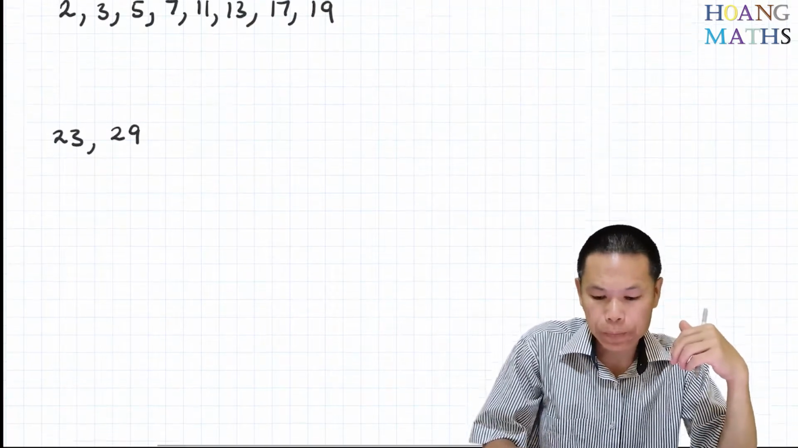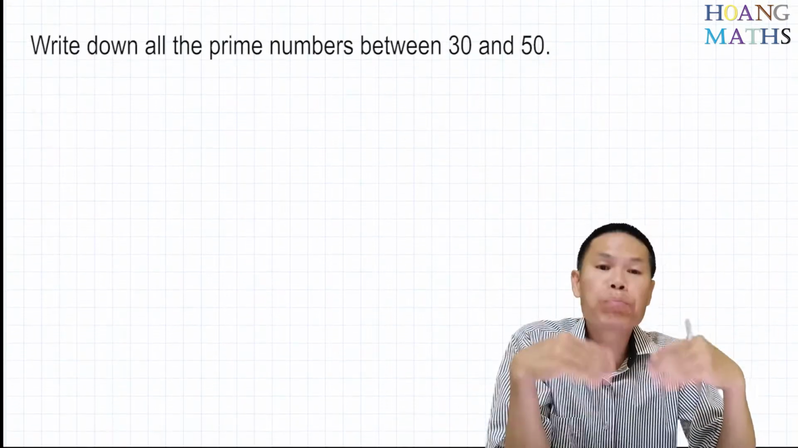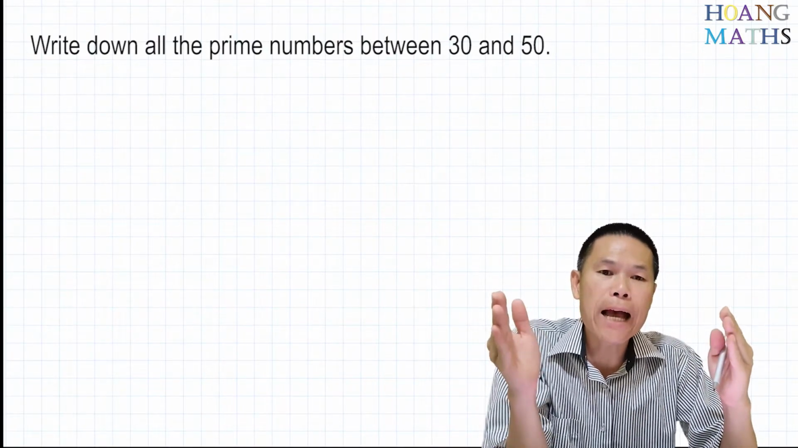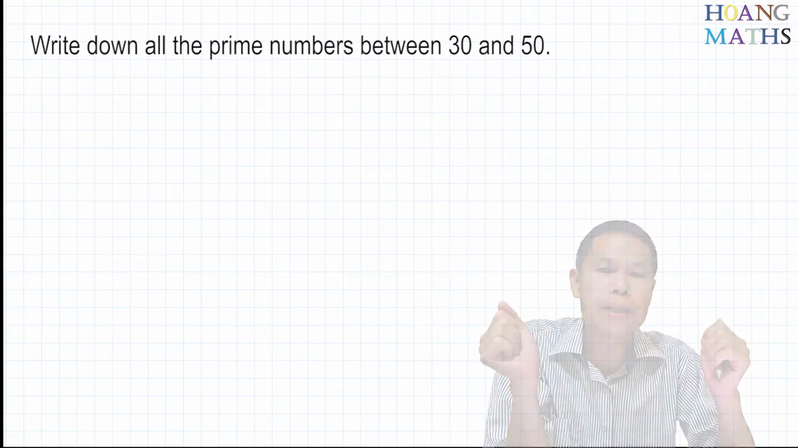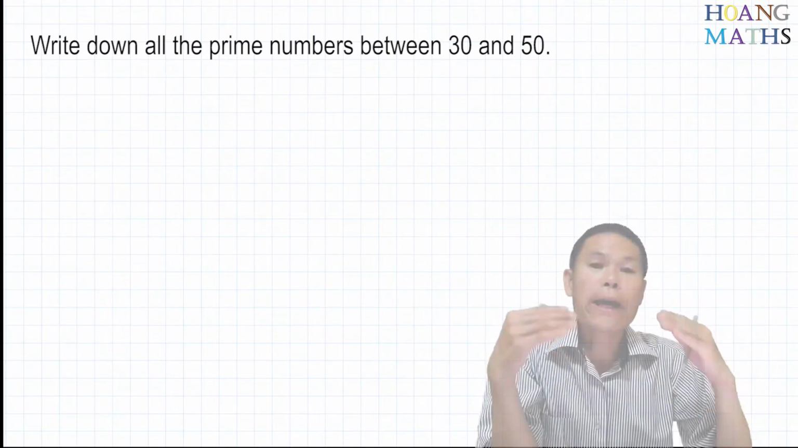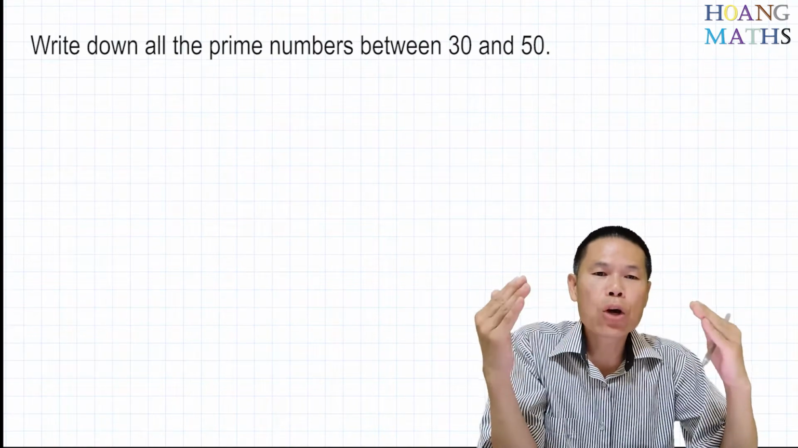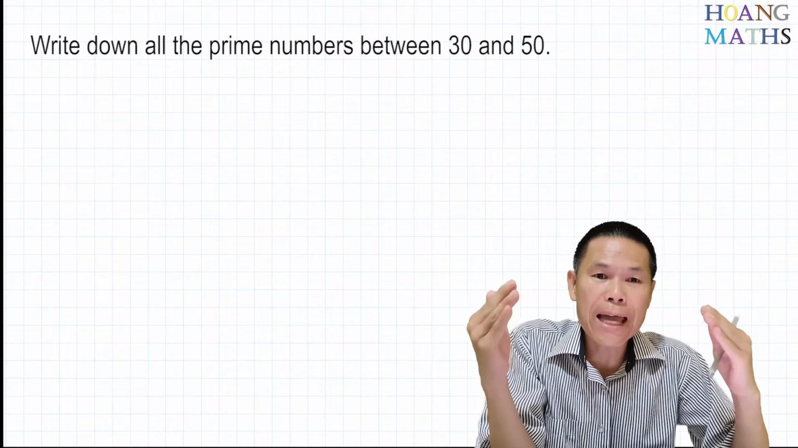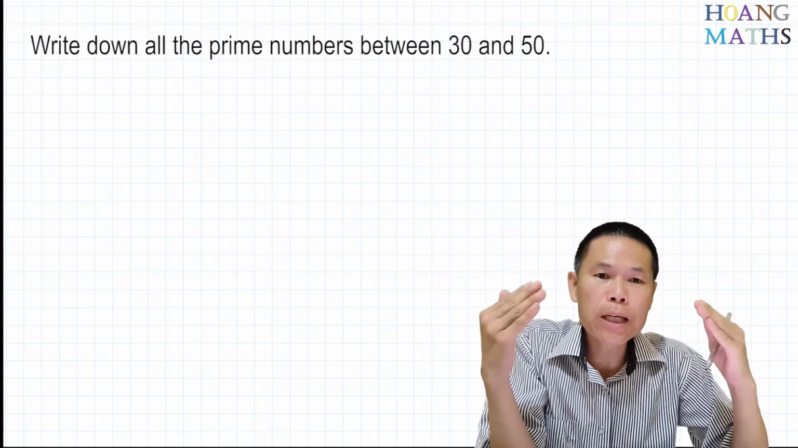So next one. Please pause the video and write down the prime numbers that are between 30 and 50. Right, how did you go? So let's go through it together, okay? So the first prime number after 30 should be 31.